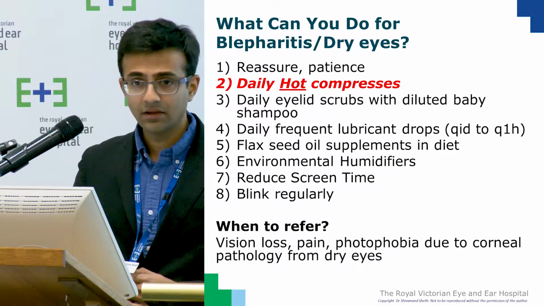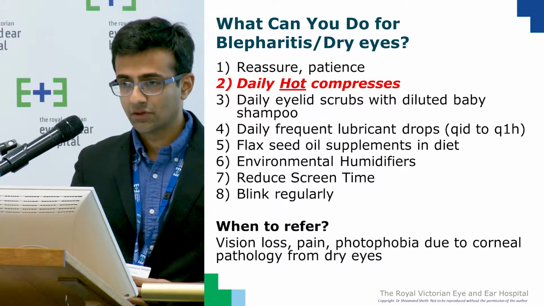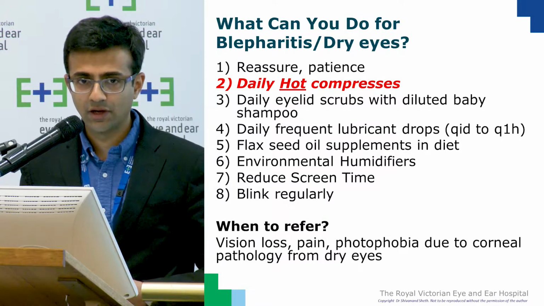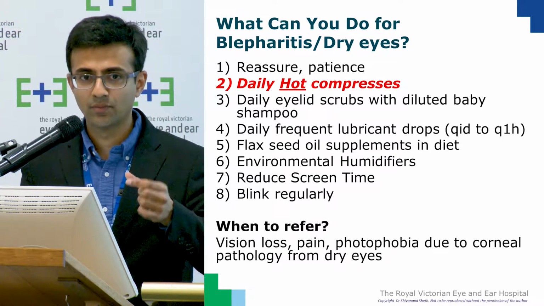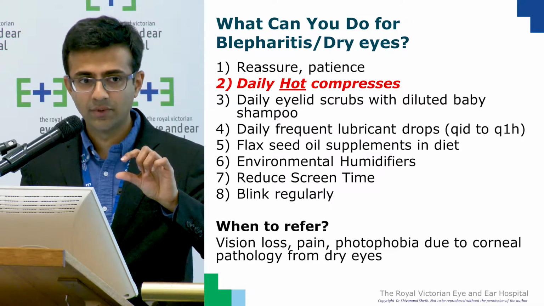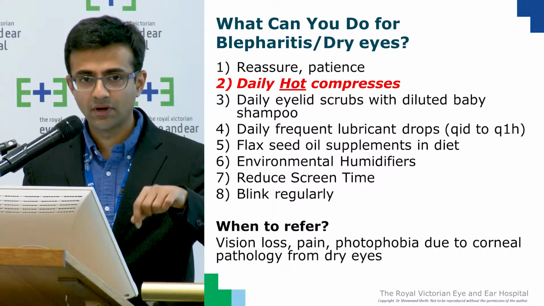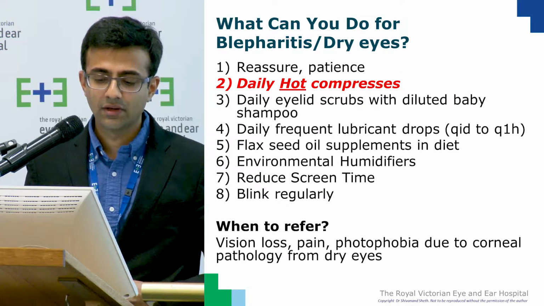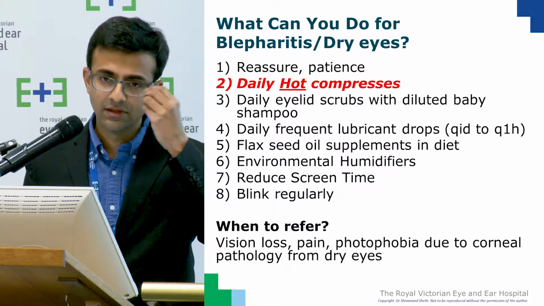Sorry, how dilute should the baby shampoo be? Yeah, so the question is, how dilute should the baby shampoo be? So we recommend 1 in 4 dilution. So for example, Johnson's baby shampoo, we ask them to take 1 cap of the baby shampoo, mix with 4 caps of hot water, create a nice frothy solution, using a bit of cotton or cloth, dip it into it, and over your closed eyelashes, just wipe it off.